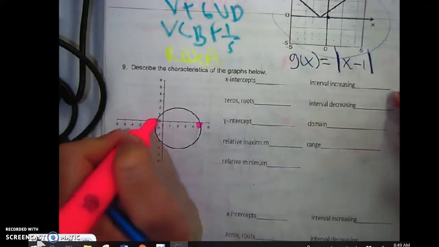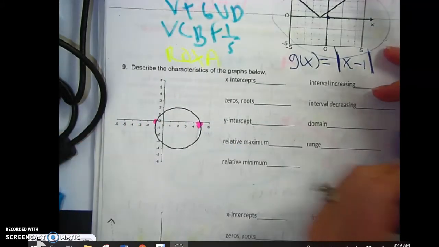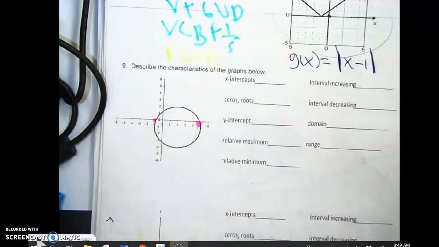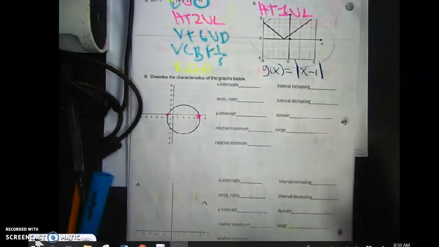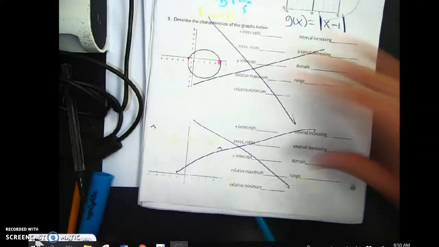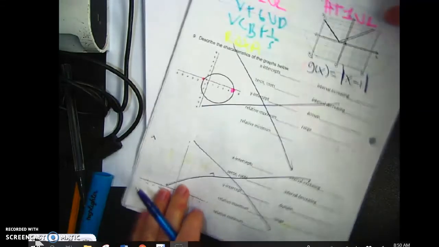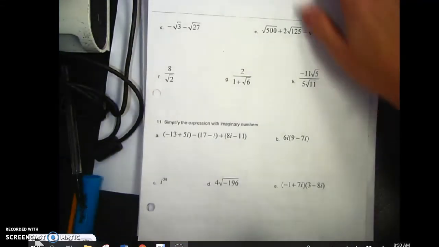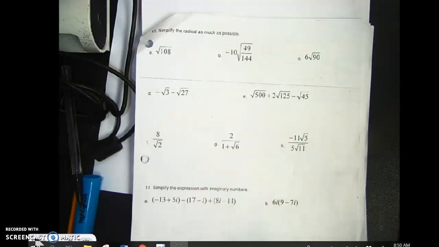X-intercepts. We did this last chapter. So that is 5, 0. Hold on, I'm going to pause it real quick. I knew something happened. This is an old review. This is not on your test. This is not on your test. Okay? So let's go to the next page. There are a couple questions, so I'll do that in the second video.